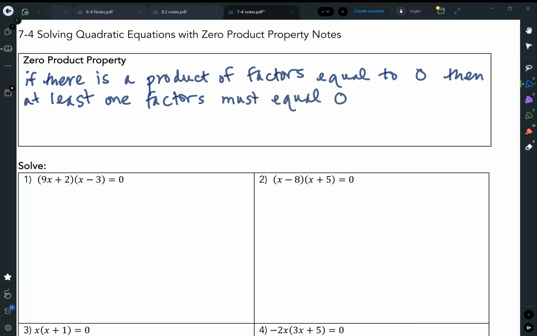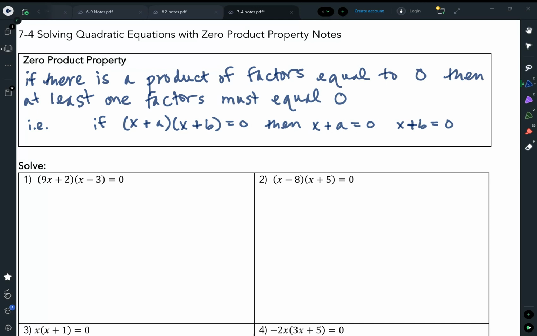So that means if, let's say, x plus a times x plus b is equal to 0, then either x plus a is equal to 0, or x plus b is equal to 0, or both of them are equal to 0. So we're going to look at using this, and we did zero product property in the last chapter when we were looking at intercepts, but now we're doing it by itself and for solving quadratics.